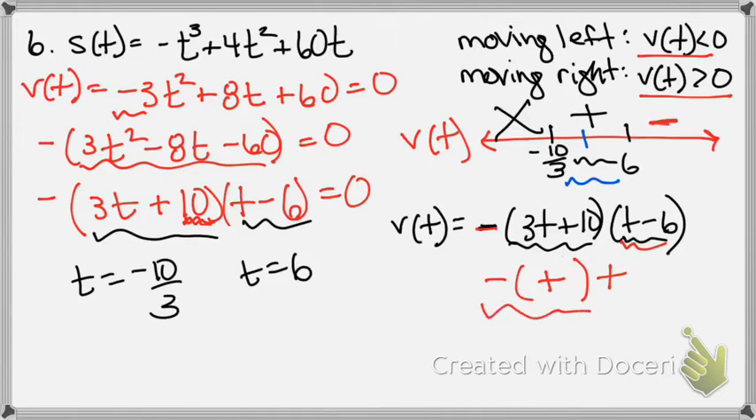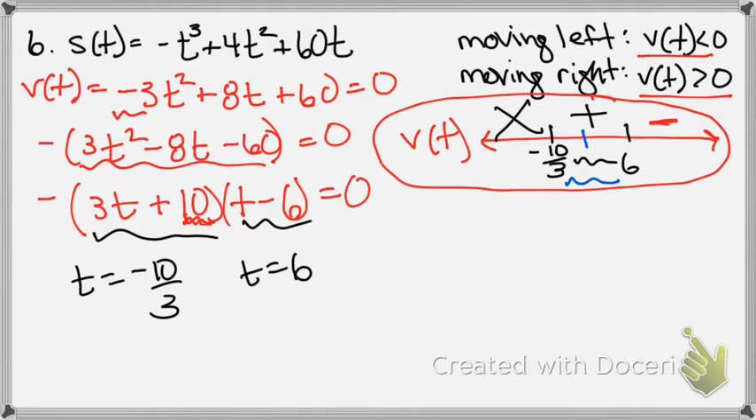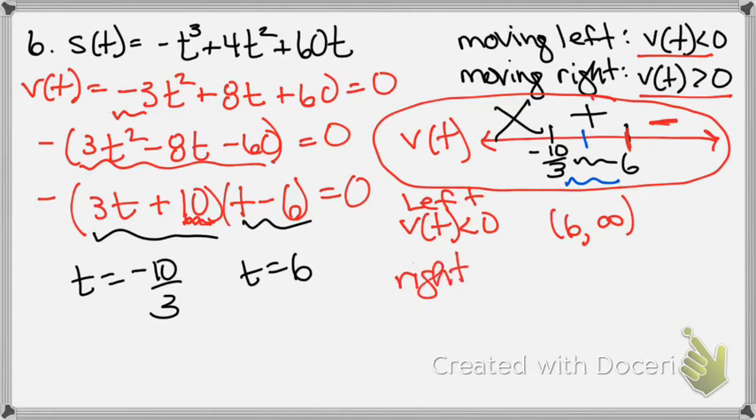So now let's use our sign chart to interpret our answers. Remember, the sign chart helps you organize your thoughts, but the AP graders do not look at that. All they're going to look at is your answer. You said moving left is when velocity is negative. So the particle's moving to the left from 6 to infinity, not including the 6 because at 6 the velocity was 0 there. Particle's moving right when velocity is positive. And yes, that's from negative 10/3 all the way to 6, but there's no negative time. So we just say 0 to 6.